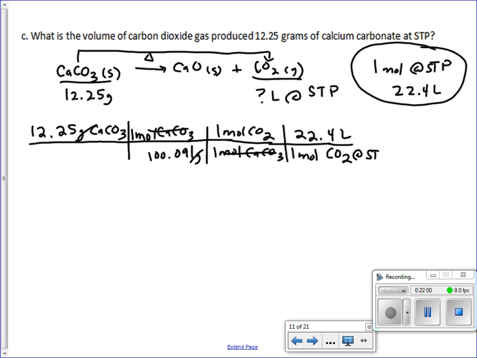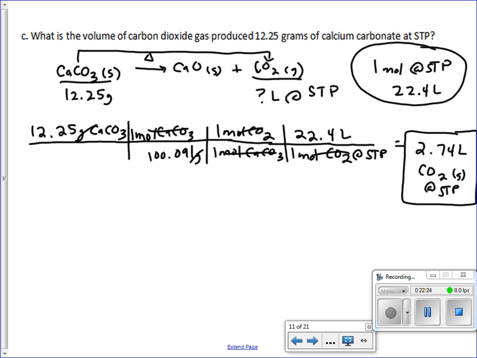That's, of course, at STP, as the problem indicates. Okay, finally, moles of carbon dioxide on top cancel out moles of carbon dioxide on bottom. Go ahead and multiply across the top and divide across the bottom, and you should get something like 2.74 liters of CO2 gas at STP. Okay, and so put a box around your final answer, and you're done.